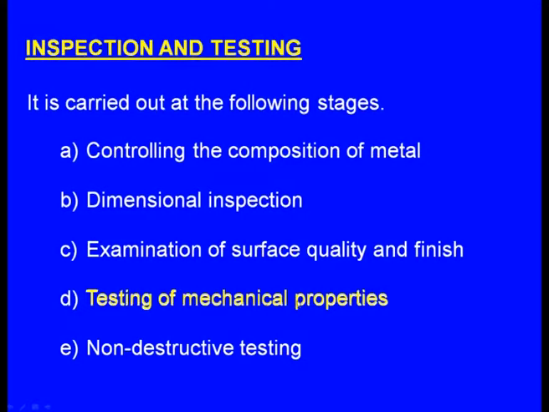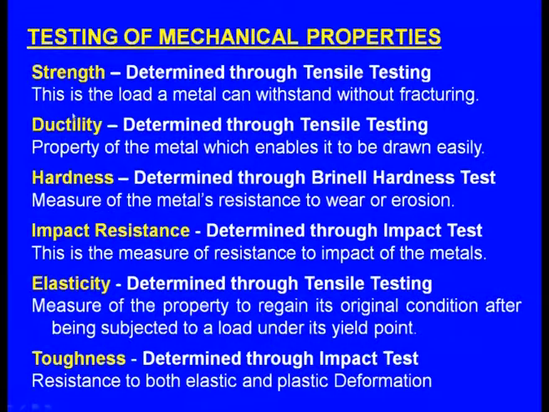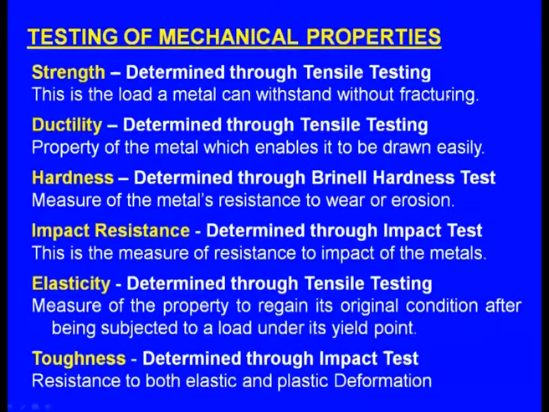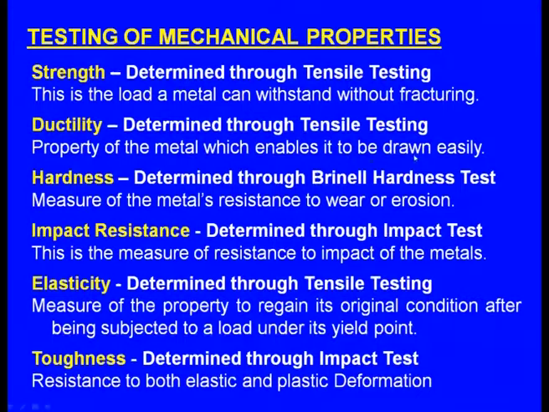Next one, testing of mechanical properties of the cast component or the cast specimen. These are the mechanical properties that are normally measured: strength, ductility, hardness, impact resistance, elasticity, toughness. Now, this strength is determined through tensile testing. This is the load a metal can withstand without fracturing. This is the maximum load it can withstand. And the next property is ductility. It is also determined through tensile testing. It is the property of the metal which enables it to be drawn into thin wires easily.